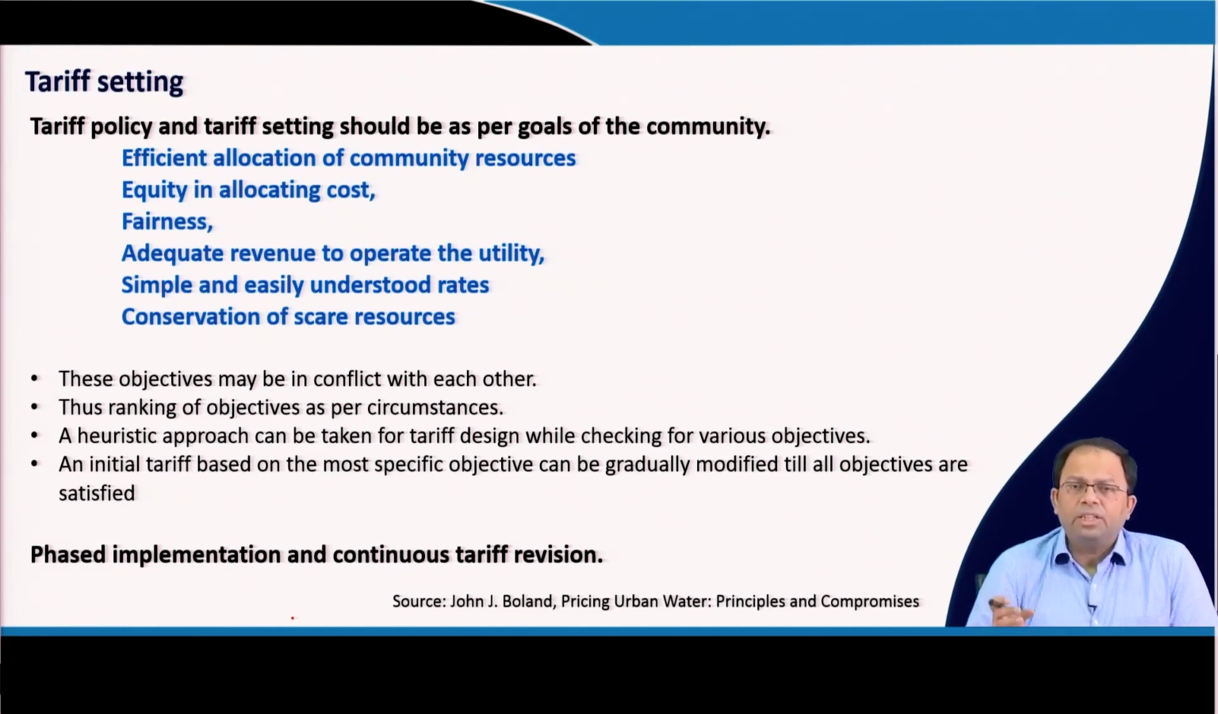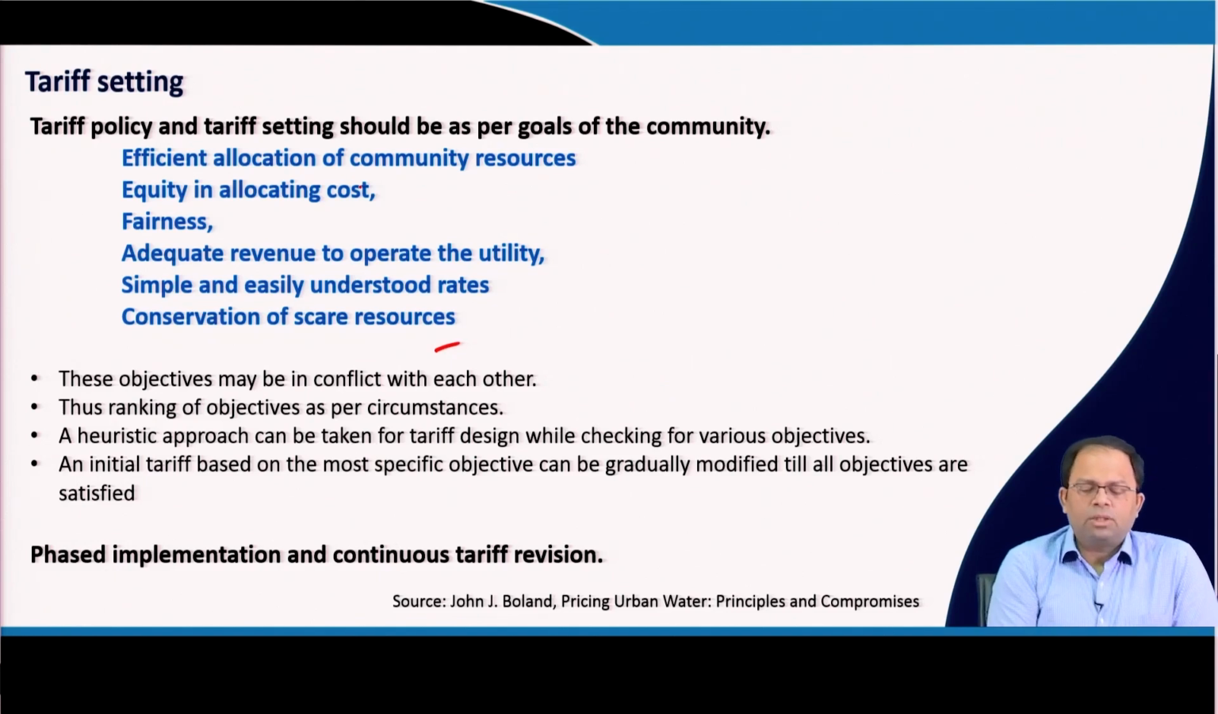So community's willingness to pay for different service aspects, like if they are interested in conservation, they will pay more money for conservation, or pay more money for water. Then simple and easily understood rates, the structure has to be very clear. Adequate revenue, so that means to make sure the utility operates independently, there has to be adequate revenue. Maybe the community would like to have that, so that the service remains more professional. And the other things, efficient allocation, equity, this we already discussed. So these are the different things that are considered when tariff is set.